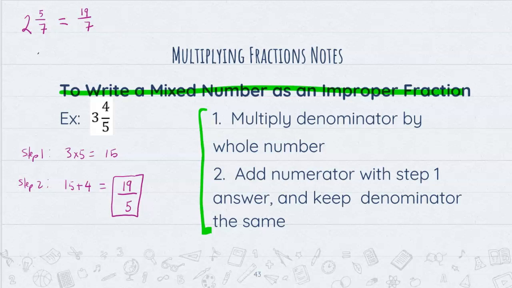So again, the first thing I'm going to do is multiply 7 times 2. Right? 7 in my denominator, 2 my whole number, I get 14. I am then going to add that 14 with my numerator 5, and that's where I get that number 19. So that 19 goes up there, and this denominator stays exactly the same.